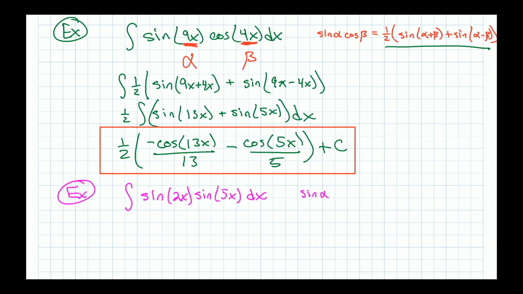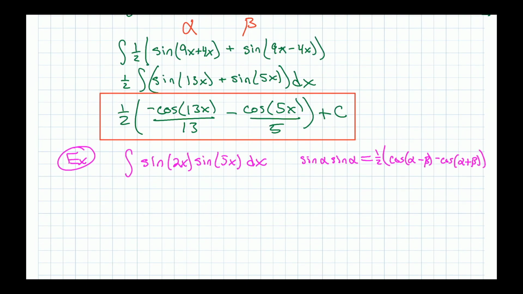So we need the one for sine now. So sine sine is, according to my writing here, 1/2 cosine alpha minus beta minus cosine alpha plus beta. Okay, so there we go. That's our identity. So we're just going to apply that identity.